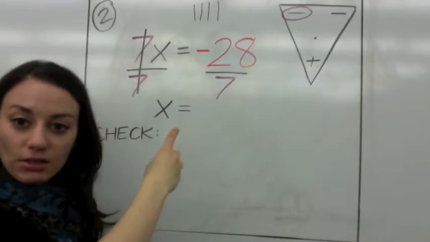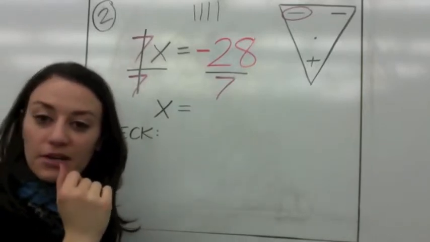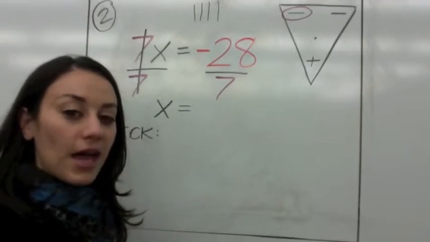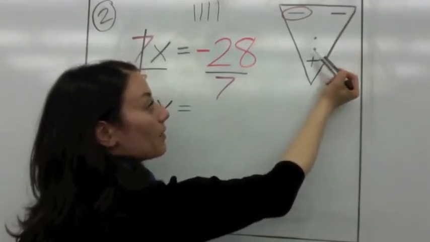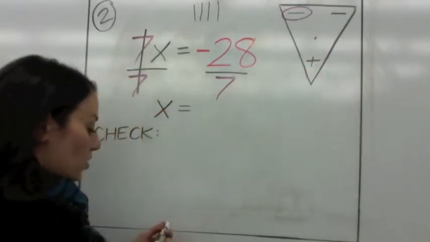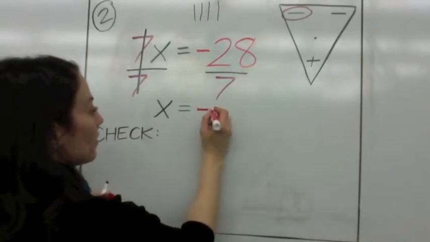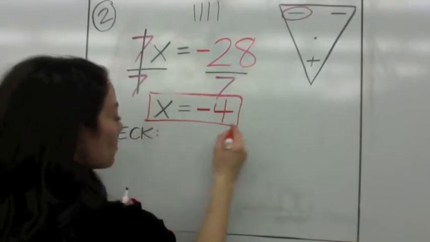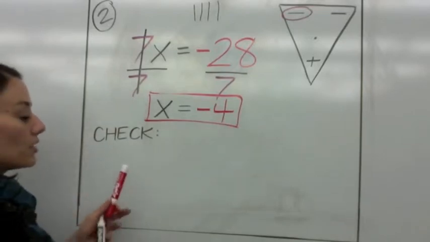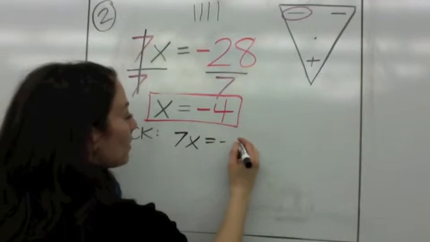So what's the answer? Is it positive 4 or negative 4? It's negative 4. Why? Because a negative divided by a positive is negative. So the answer is x equals negative 4. Or is that the answer? We need to check the answer. What's the original equation? It is 7x equals negative 28.